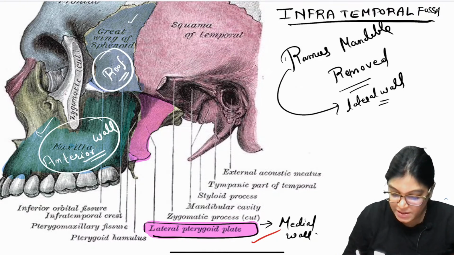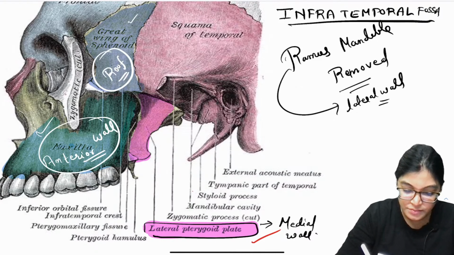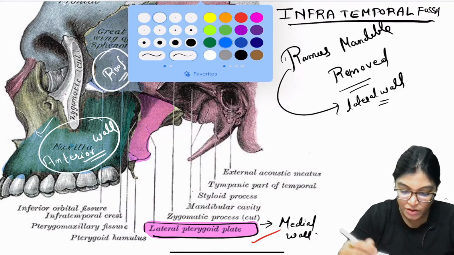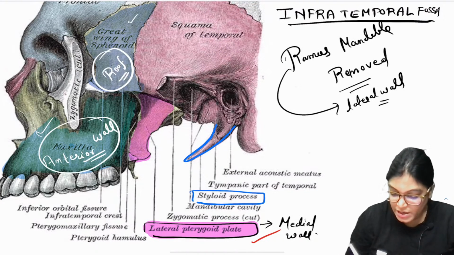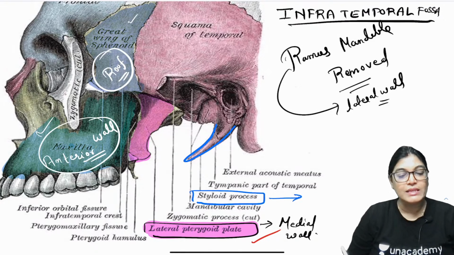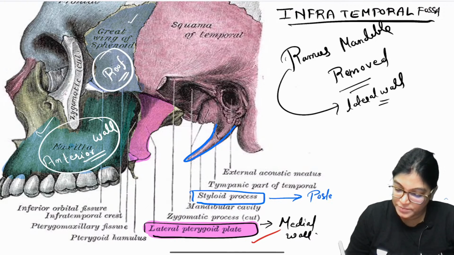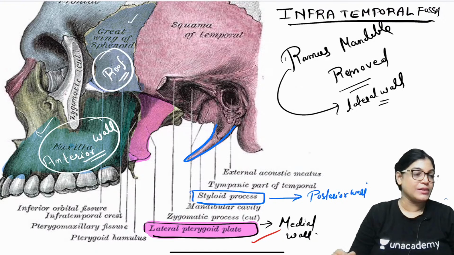And posteriorly, I didn't tell you about the posterior aspect. So my dear aspirants, see here, this is the styloid process. Let me highlight it with some other color so that you can appreciate it. This is the styloid process, and the styloid process of the temporal bone is forming the posterior wall of the infratemporal fossa.